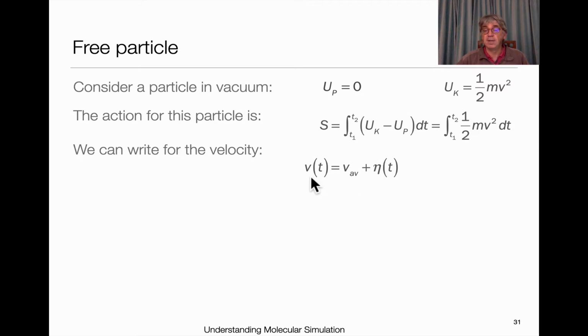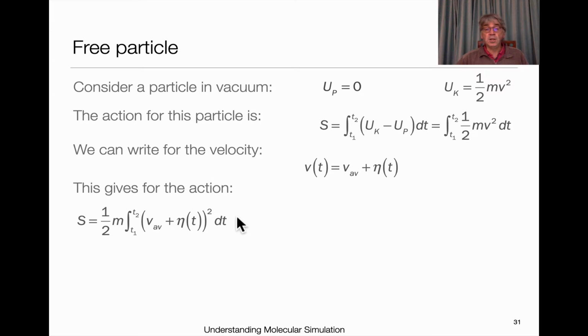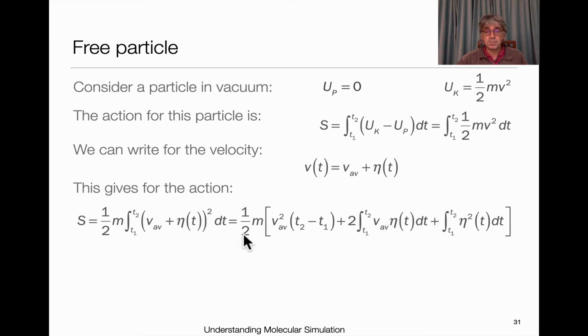We have our velocity as a function of time. We say it's the average velocity plus a deviation from the average velocity. Okay. So if we substitute that in here and write it out, you get different terms. You have this part squared, and so you have three terms: this part squared, 2 times this one, and this one squared.